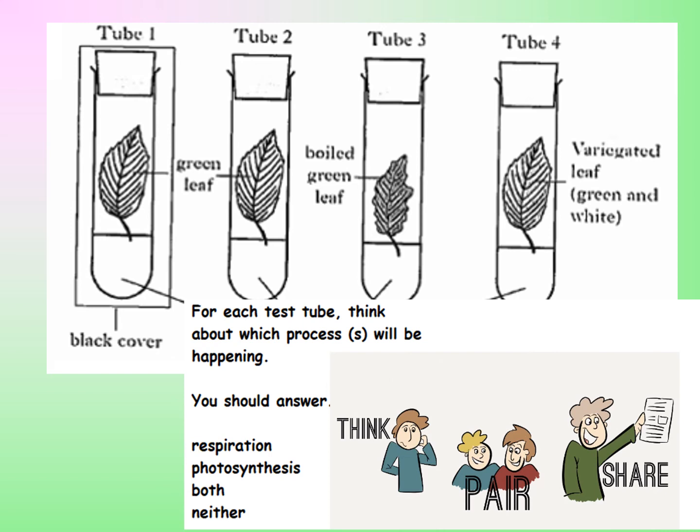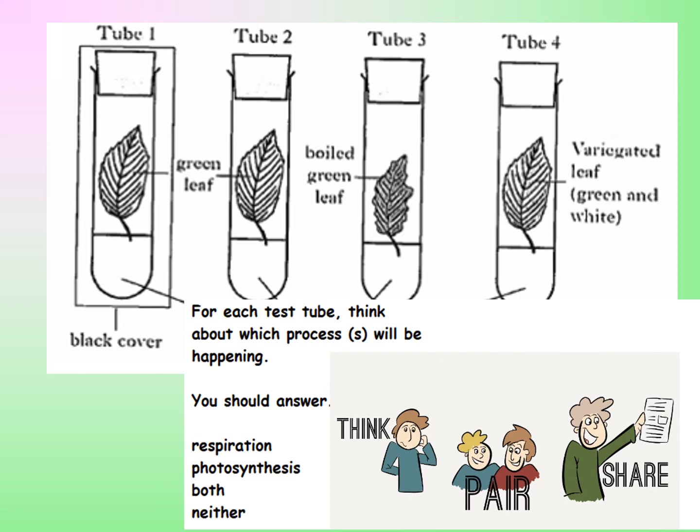Let's look at tube 2. We've got a green leaf and water. Well, can photosynthesis happen? Is there anything stopping it from happening? Well, light can get at the leaf. We've got water. So photosynthesis will be happening. What about respiration? Is there anything stopping respiration from happening? No. So both will be happening in tube 2.